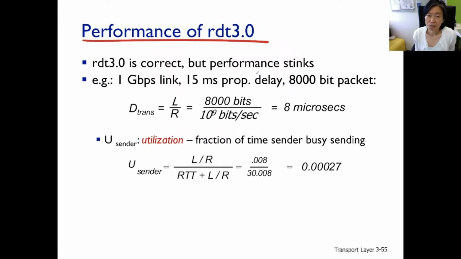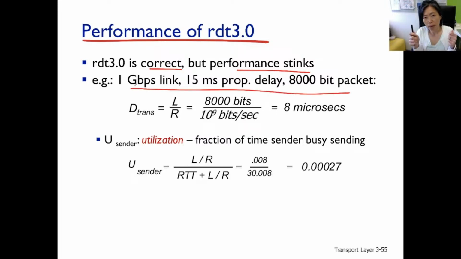RDT 3.0. We spent quite a lot of time talking about it, and finally it seems to be working for the bit error case and the packet loss case. And you know what? It works indeed, okay, but it does not work that well. Okay, let me use this example here to explain.